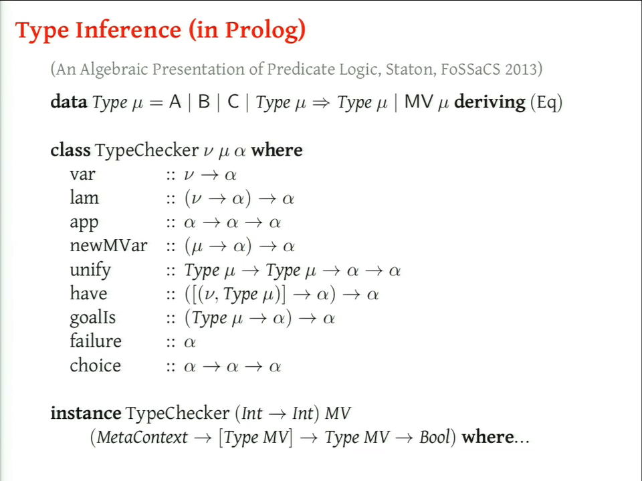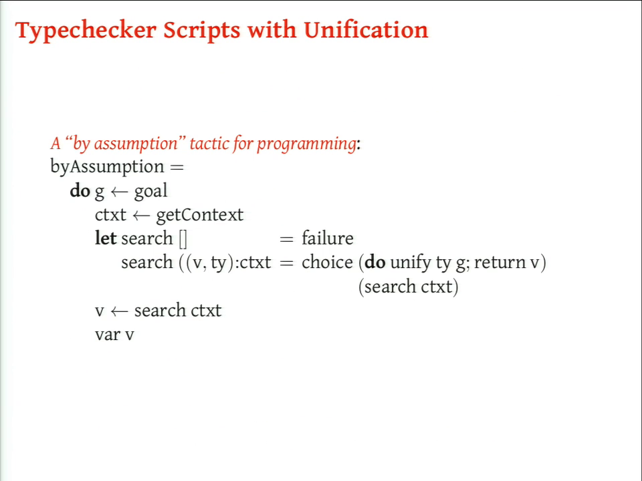And here's a type of what an implementation of this would be. It takes some meta context, which includes all the type variables which have been allocated so far, substitution, and the context and what the goal is meant to be, and returns yes or no whether we've actually managed to satisfy all the constraints. So using this, we can write a little by-assumption tactic for programming.